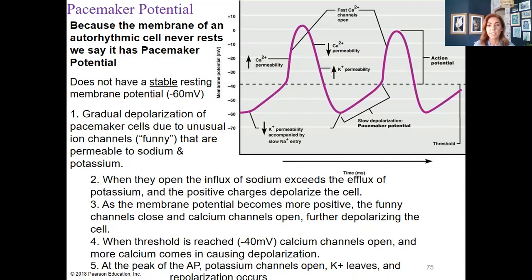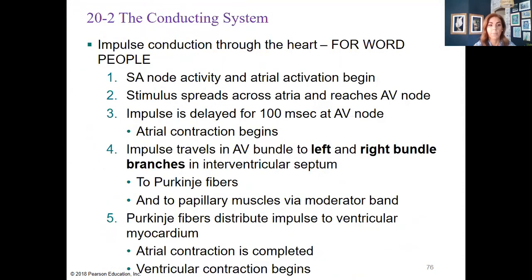So this is going to be the graph for an autorhythmic cell. As you can see there, it says that there's a slow depolarization, and this is due to that pacemaker potential. So whenever you're looking at your chart here for your conduction system, keep in mind that we're talking about this SA node and this AV node, and even these Purkinje fibers that are going to look like the graph that you see on your screen.